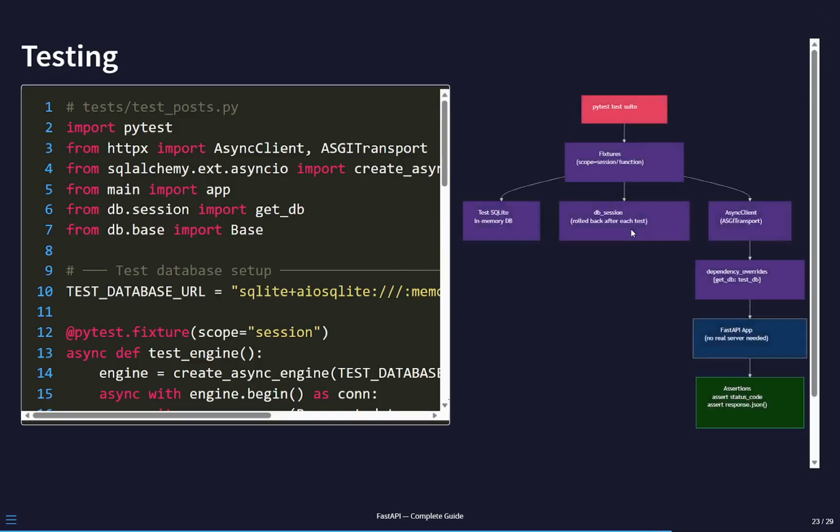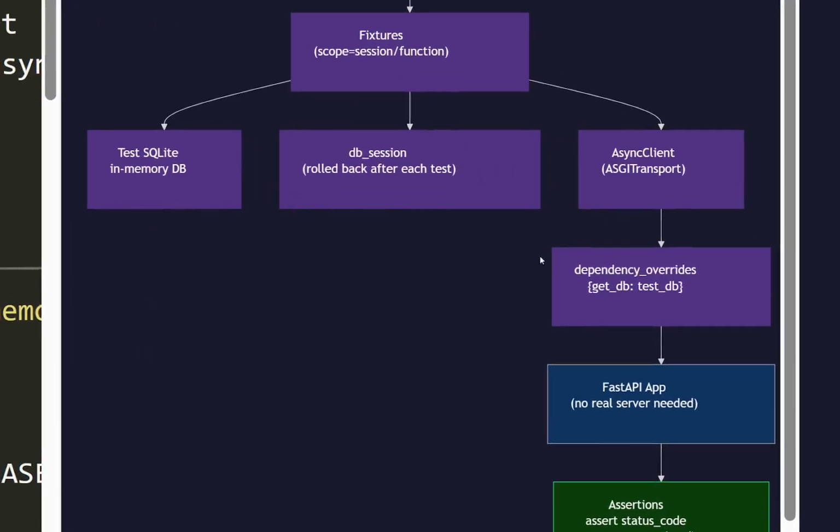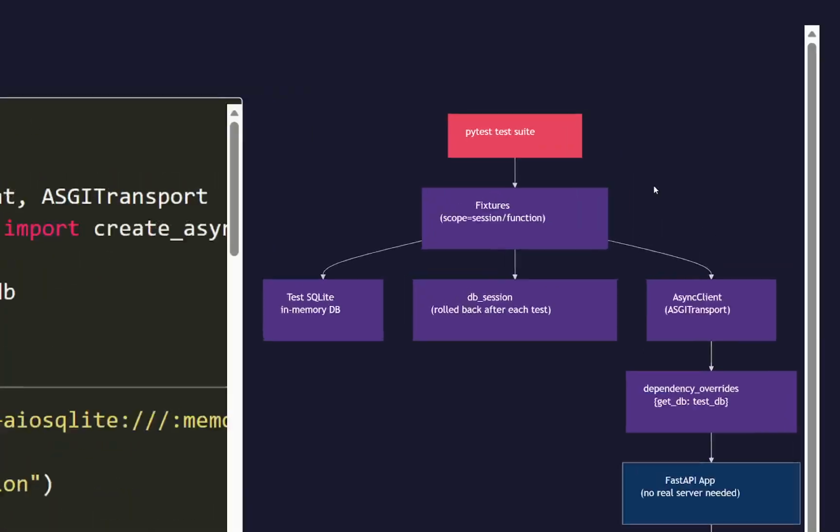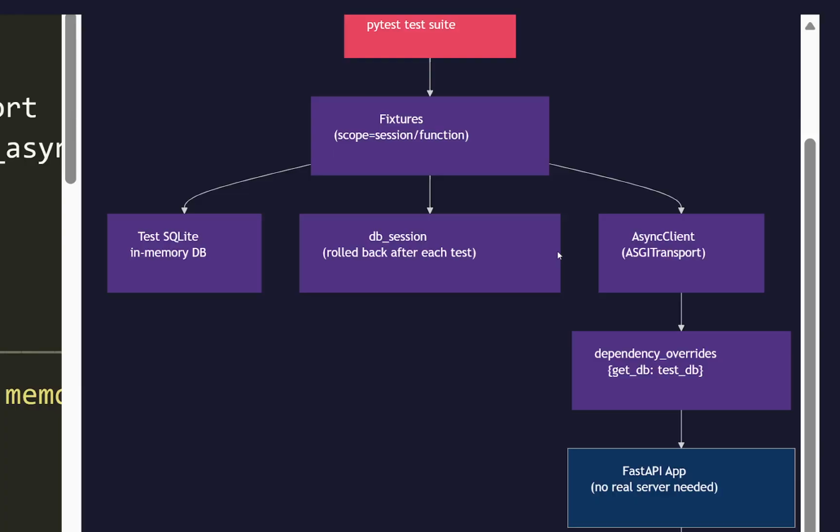Click. The fixture dependency diagram maps the test infrastructure. The client fixture depends on DB_session, which depends on test_engine. Dependency_overrides is the key linkage between the test infrastructure and the FastAPI app.